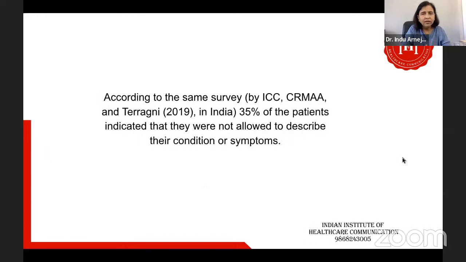According to the same survey, 35% of the patients indicated that they were not allowed to describe their condition or symptoms. That means the time given to talk about their problem is probably not enough to create satisfaction that my problem has been explained well by me and has been heard by my doctor. So that also shows the importance of letting your patient speak. We all know when the patient is able to talk about the problem, it also ventilates the emotional burden. Patient also gets clarity about what their condition is like.